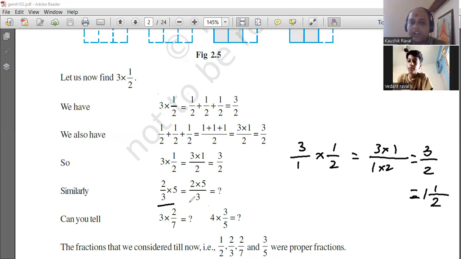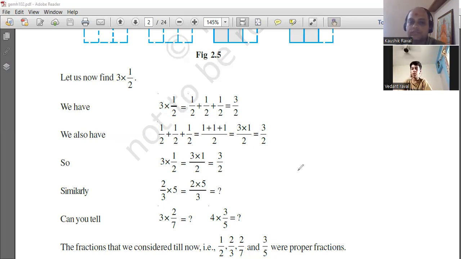So you try this one. 2 into 5 divided by 2/3 into 5. Try this one. Half the work is already done for you. 5 is multiplied by 2. 10 upon 3. Now 10 upon 3, convert that into a mixed fraction. You can do the division or you can do mental math. No issue. Do it.